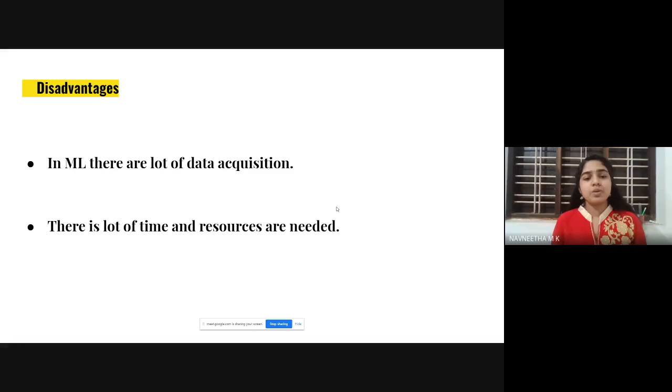The disadvantages of machine learning are that there is a lot of data acquisition. For starting a machine and training this machine, a lot of data is needed. That is the main disadvantage of machine learning. A lot of time and resources are also needed for machine learning, because if you start training a machine, it consumes a lot of time and money. That is the disadvantage of machine learning.